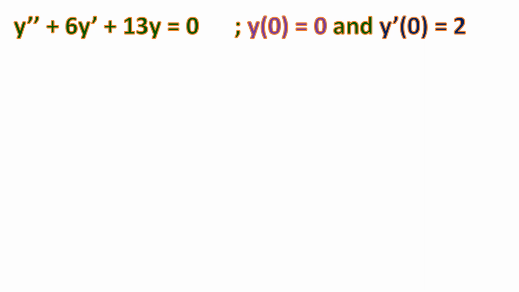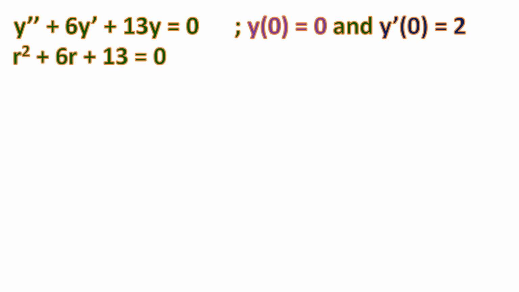So let's have another example. We have y double prime plus 6y prime plus 13y equals 0. And we have some initial values given, so y of 0 equals 0 and y prime of 0 equals 2. You're going to need these to find the values of the constants. If initial values are given, then the expected answer should not have C1, C2, but instead the values of those constants. But first, we're going to find the general solution.